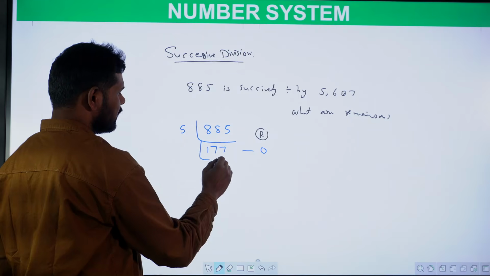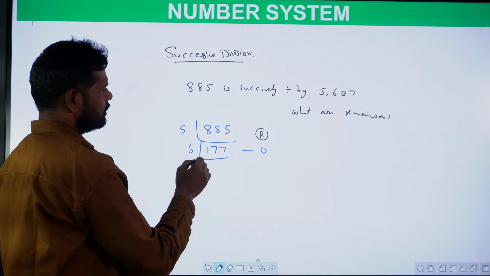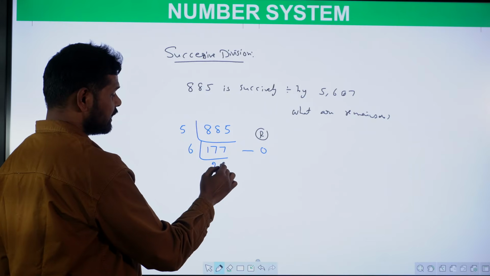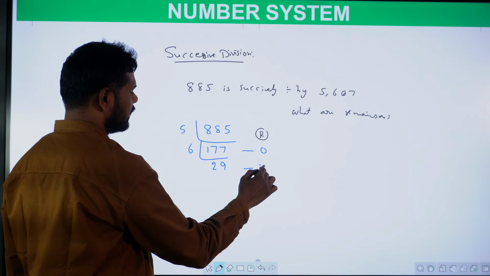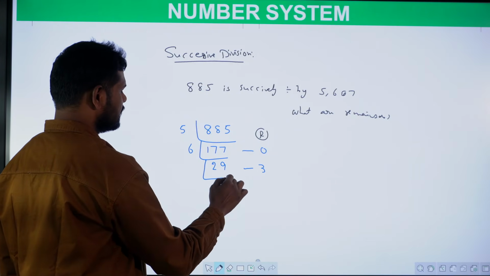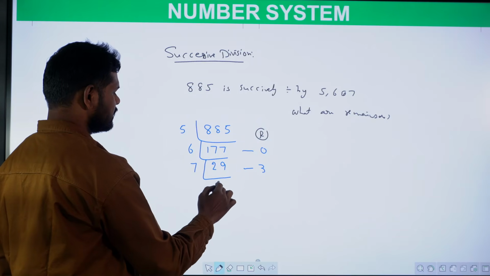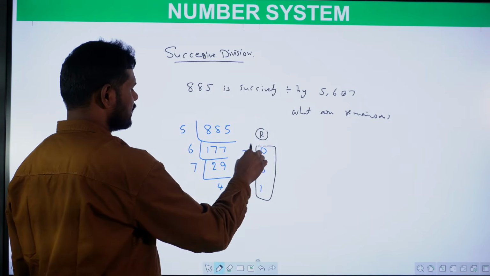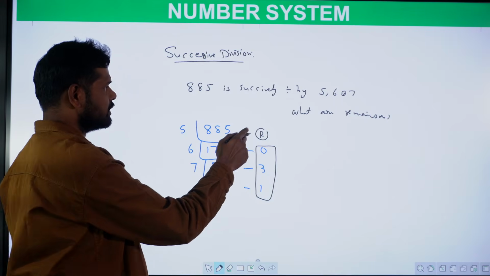And the quotient is divided by 6. 6 2's 12, then 57, 6 9's 54. Here remainder is 3. Then this number is divided by 7, 7 4's 28, remainder 1. So 0, 3, 1 are the successive remainders after successive division.